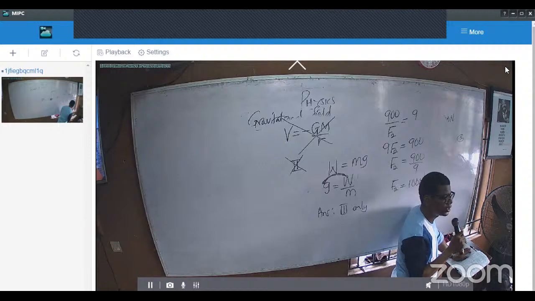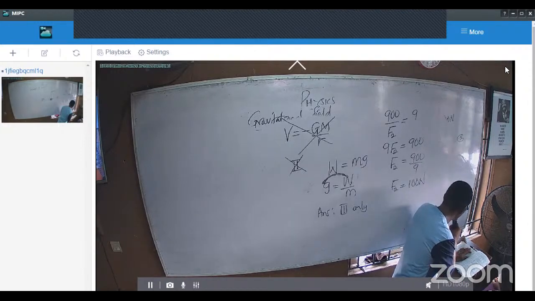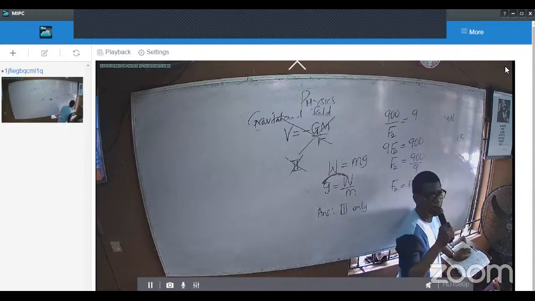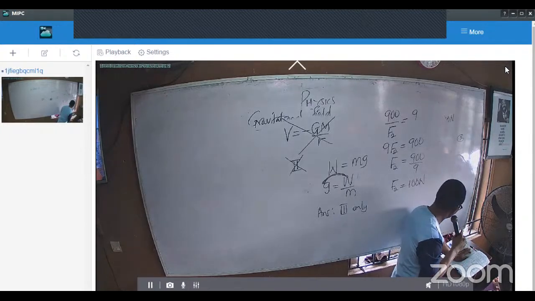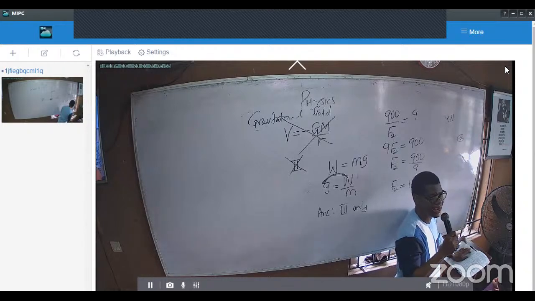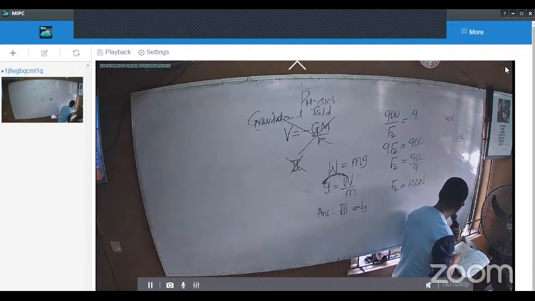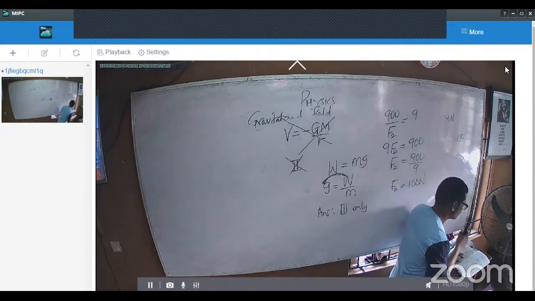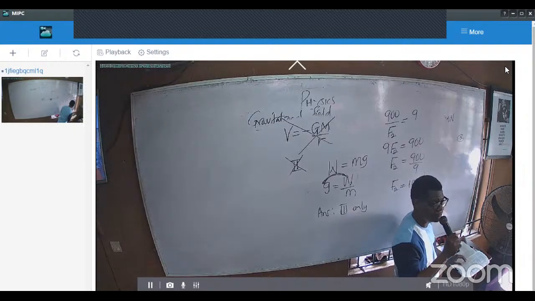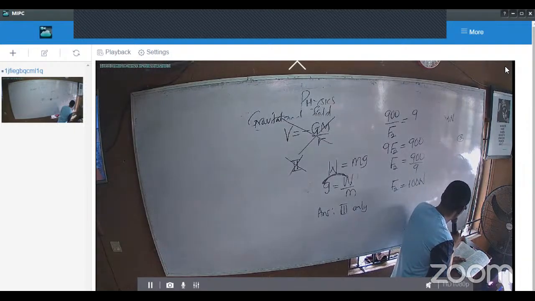Option A, reduced by 4. Option B, reduced by half. Option C, reduced by 16 factor. Then option D, quadrupled.